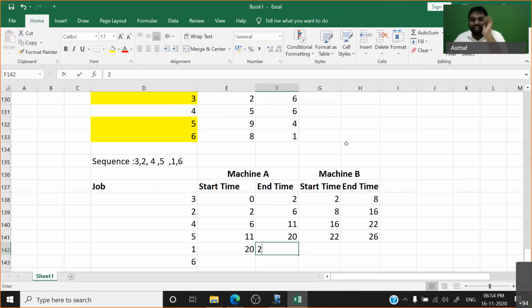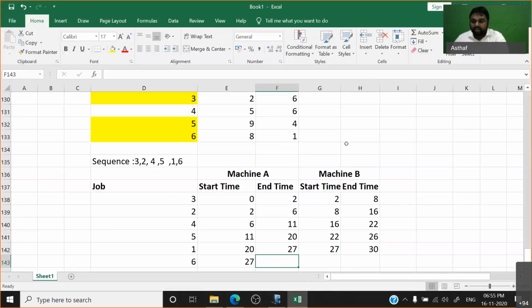Job 1. Look, very interesting. Very, very interesting. See this 26. See here 8 we brought here. 16 we brought here. 22 we brought here. But 26 you cannot bring here. The reason is what? In the order of AB, this is completed by 27. So you have to start with 27. So 1, what will be the time? 30.